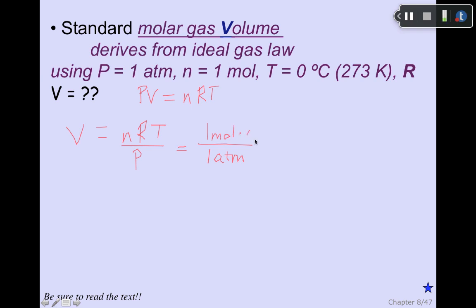And then we'll multiply that times R, which is 0.0821, with the units of liters atmospheres over moles times Kelvin, and multiply that times the value of temperature for the standard temperature and pressure, 273 Kelvin.